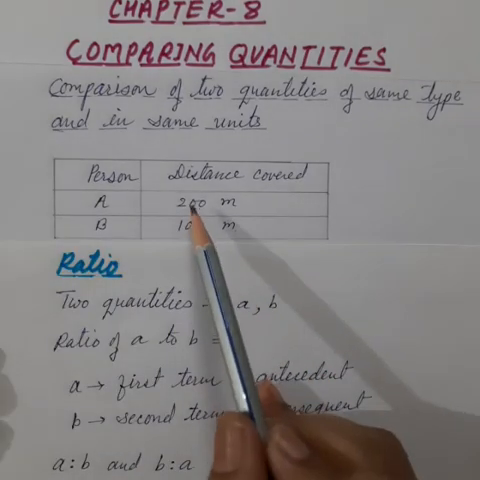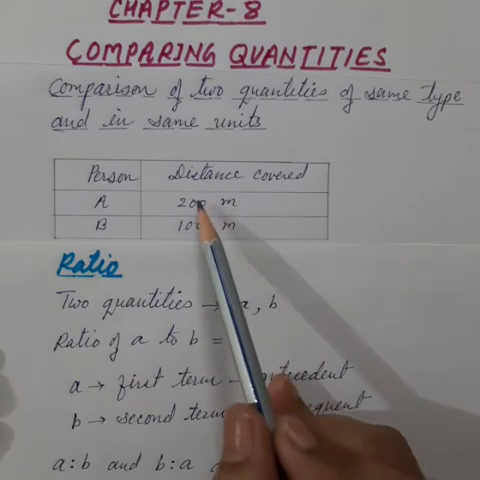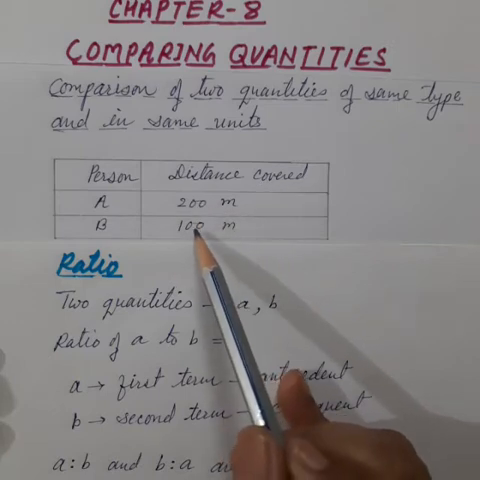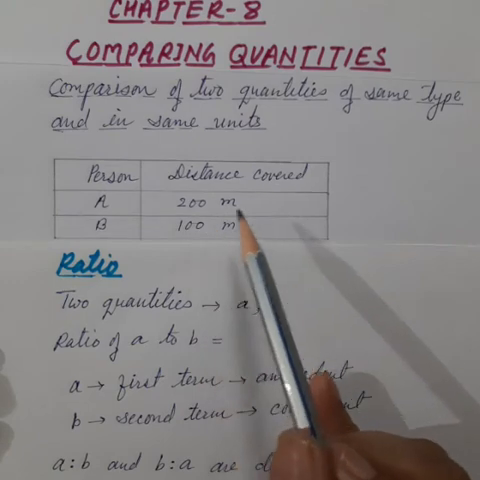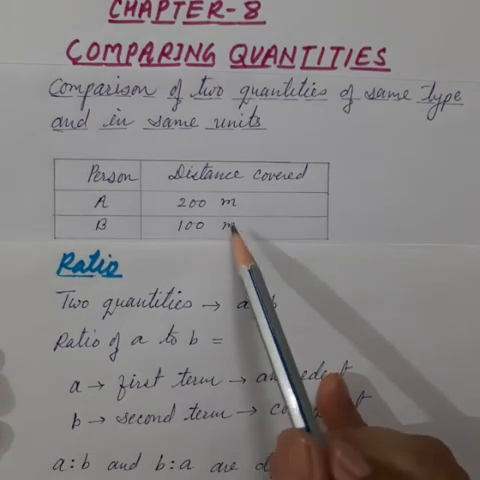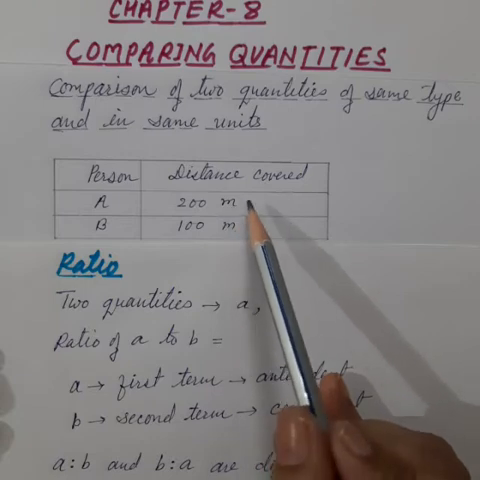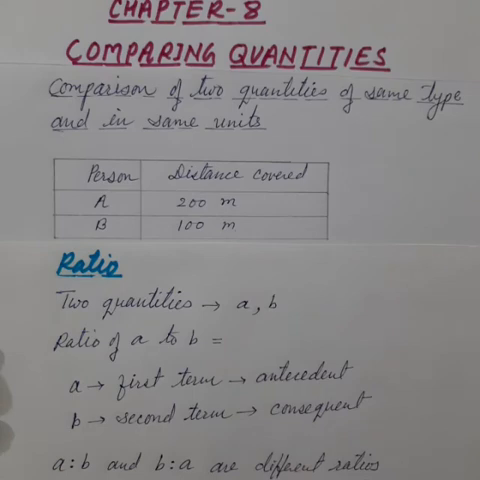For comparing quantities, the quantities should be of the same type. Here both are distances. If one is temperature, the other should be temperature. If one is money, the other should also be money. Their units also should be the same. Here both are in meters. If one is in centimeters, the other should also be in centimeters.